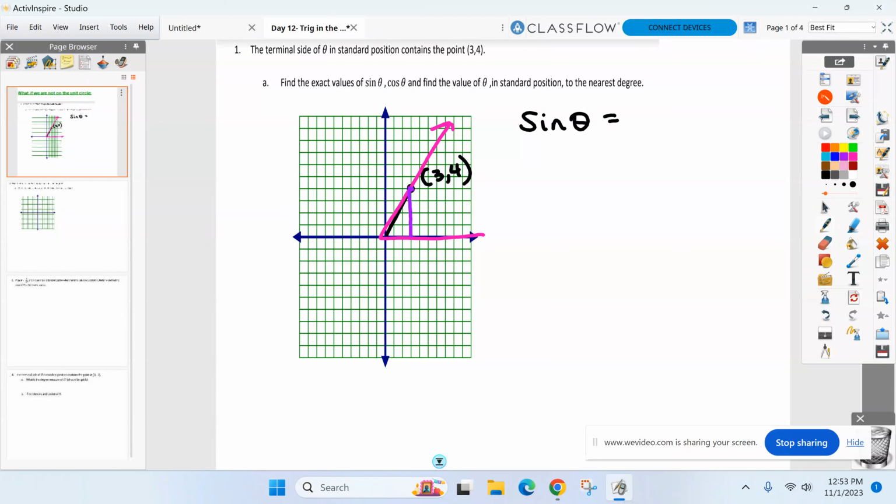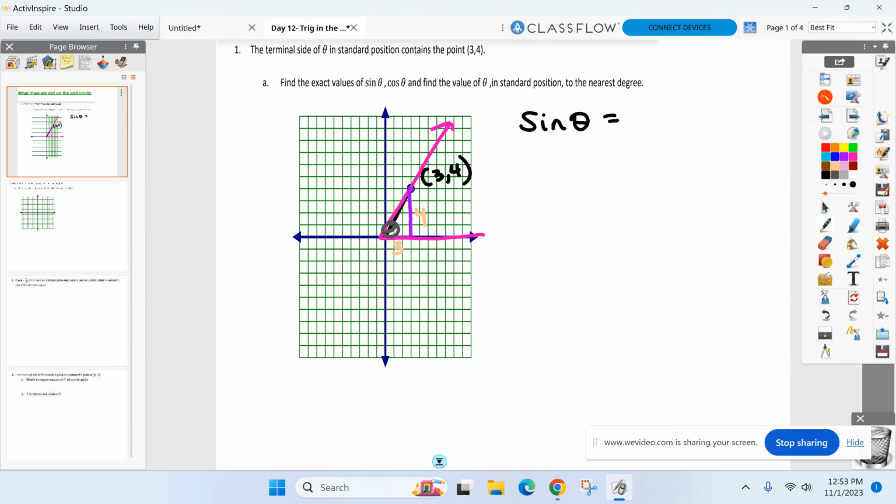How long is this bottom side here? What was the x coordinate? 3, right? So it's got a length of 3. And how about the vertical side here? 4, right? Now, where's this theta here? It's the reference angle. Okay? It is the reference angle. Theta will always be that reference angle coming from the origin.